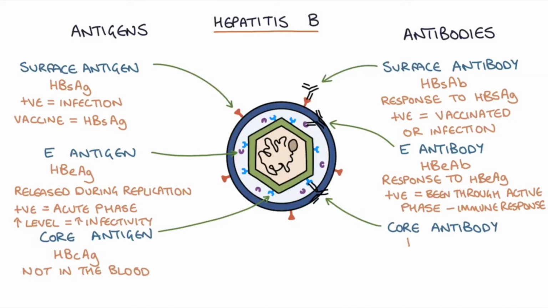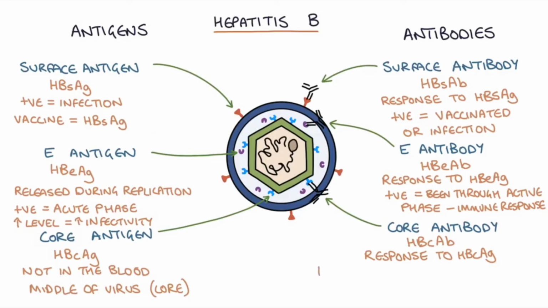Finally, let's talk about the hepatitis B core antibodies. We also call these the HBC antibodies, C for core. And remember, the hepatitis B core antigens are found on the middle of the virus and do not circulate in the blood. Hepatitis B core antibodies basically show an immune response to this antigen, and they can help us distinguish between an acute, chronic, and a past infection.